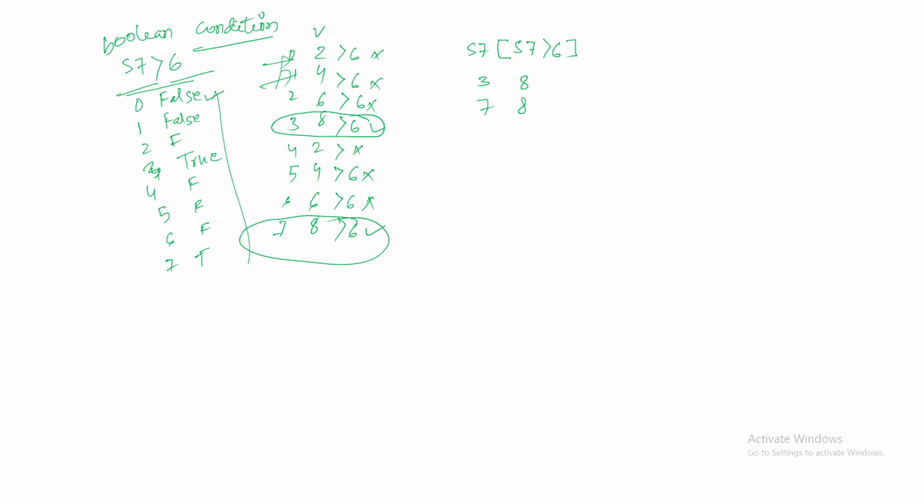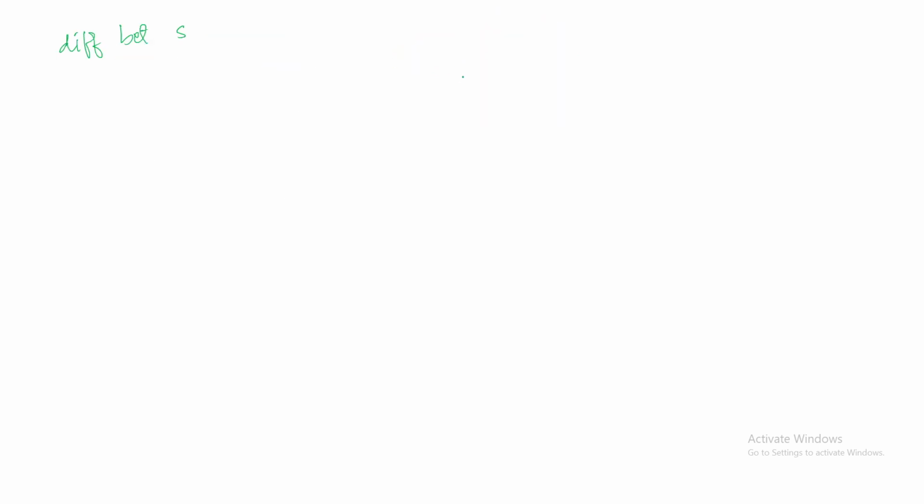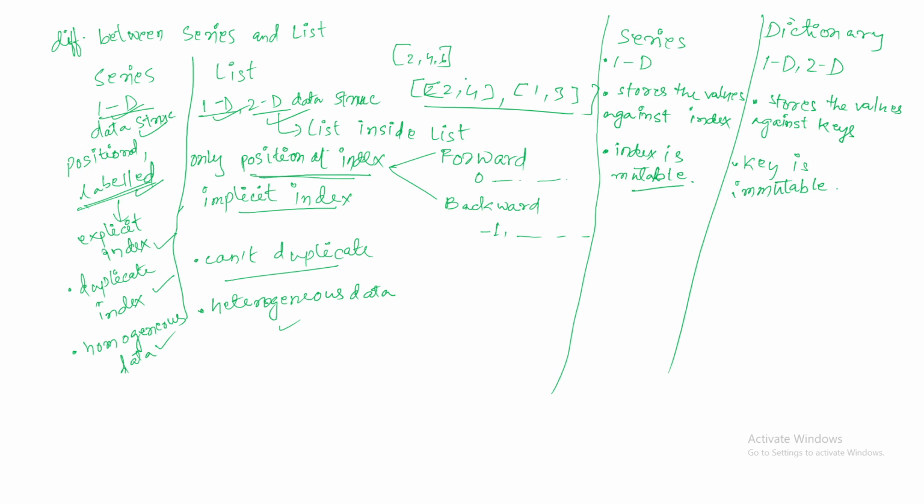But if you write these Boolean conditions inside the brackets, then this is for condition checking: it will check the condition, and afterward, only the true conditions will be displayed. That is why the true conditions will display with the values. This one is displaying which one? This is condition checking. Okay, now we will see some differences between series and list.